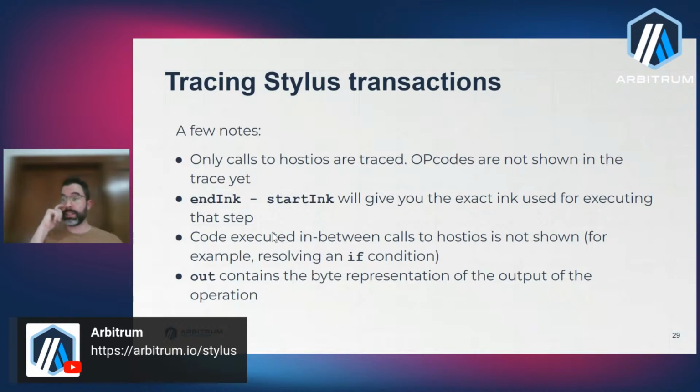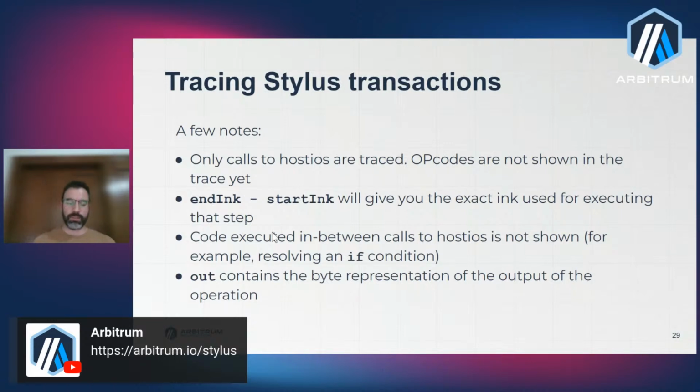A few notes on this. For now, only calls to host IOs are traced. Host IOs are specific functions that live inside the Stylus virtual machine. So those are the ones that are traced. And opcodes are not shown in the trace yet, okay? If we subtract start ink from end ink, we'll get the exact ink used for executing that step. Code that is executed in between calls to host IOs is not shown. You're going to see a full example of this, so you'll understand what this means.